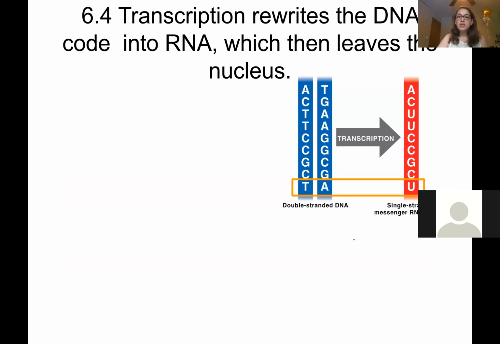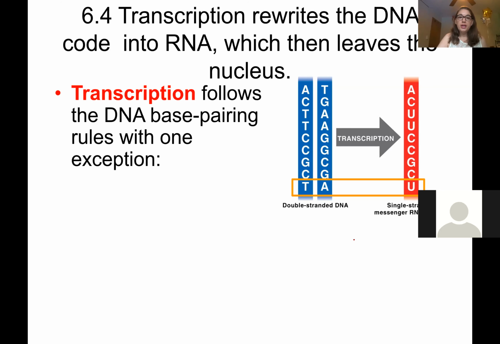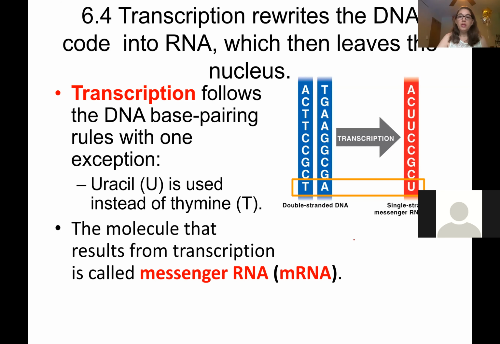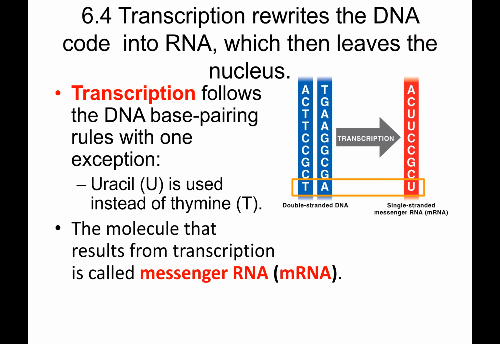Okay, so first, transcription. Transcription, if you think about it, transcribing is from one language to another. So this is where we're rewriting the DNA language into the RNA language. Okay, so it's making RNA. It follows the base pairing rules except for the fact that this is RNA, so you are using uracil instead of thymine. The molecule that results from transcription is called messenger RNA, or mRNA.